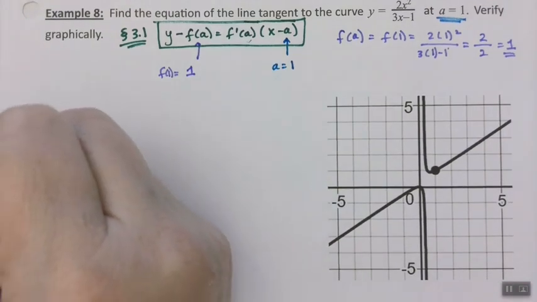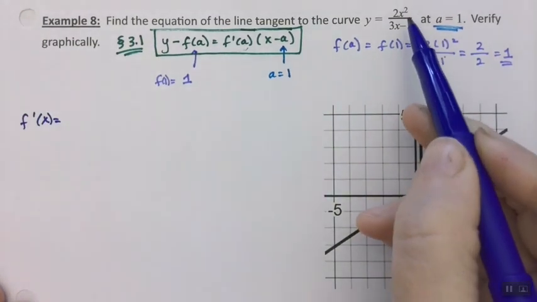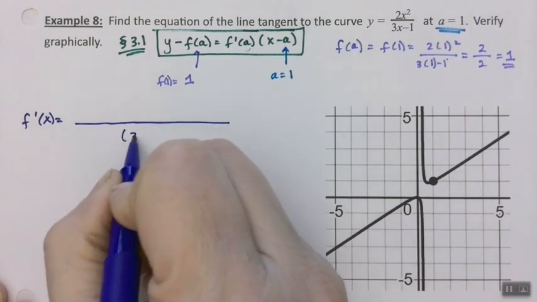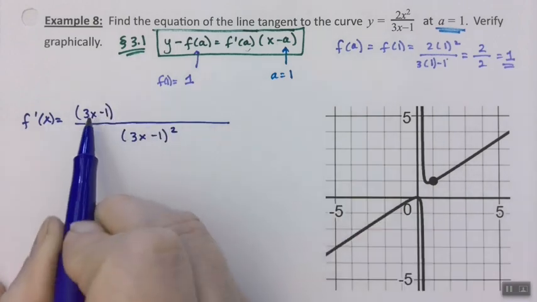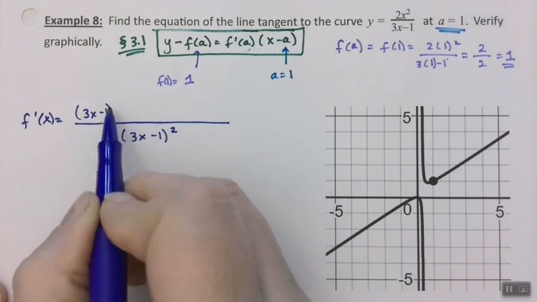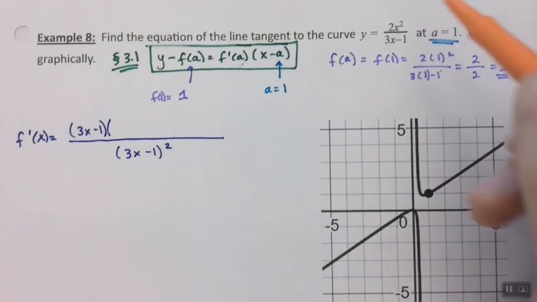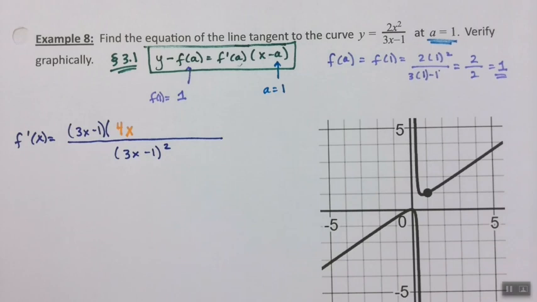Easier said than done. So f prime of x would be, and then this has got a quotient to it, so I'm going to use the quotient rule. So f prime of x would be 3x take away 1 squared. Always take your denominator, put it here in the front and here in the denominator and square it. Now I want the derivative of my numerator. Well, my numerator is 2x squared, so the derivative of that is 4x.